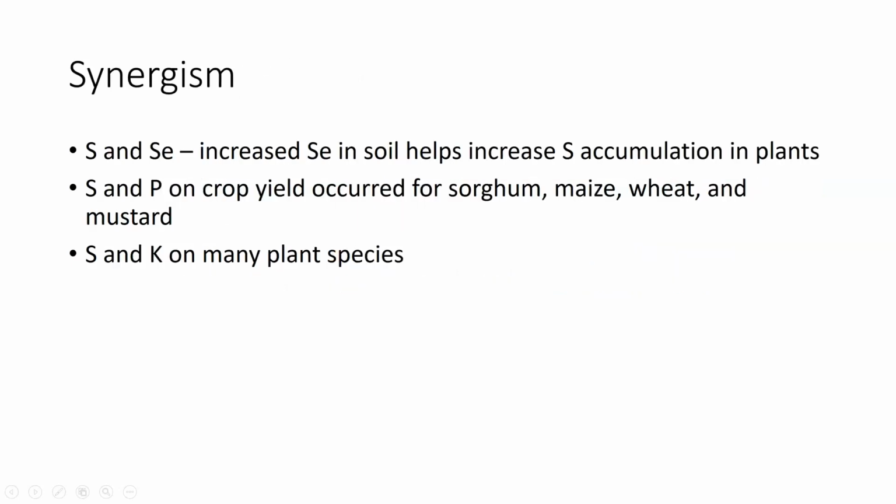This last part in here is very interesting. It talks about synergism. You get a synergism between sulfur and selenium. Increased selenium in the soil helps increase sulfur accumulation in the plant. This is a type of synergism. Sulfur and phosphorus on crop yield occurred for sorghum, maize, wheat, and mustard, which means you had a synergism between sulfur and phosphorus on plant yield. They've also found that there is a synergism between sulfur and potassium on many plant species.